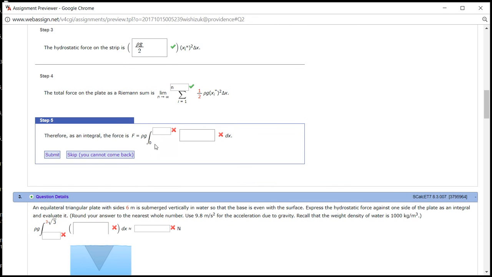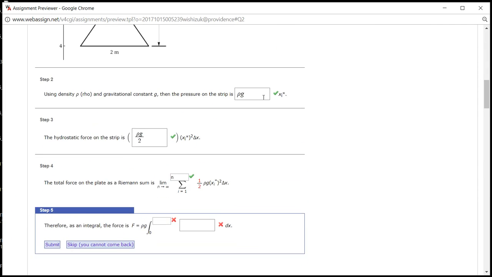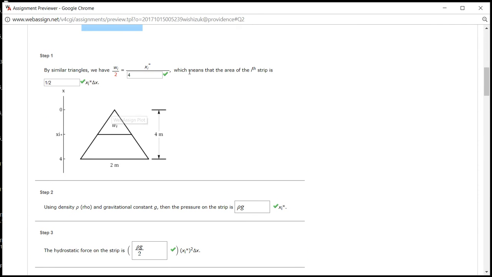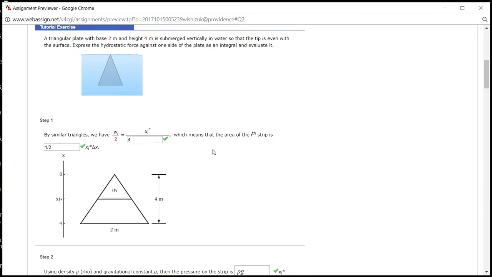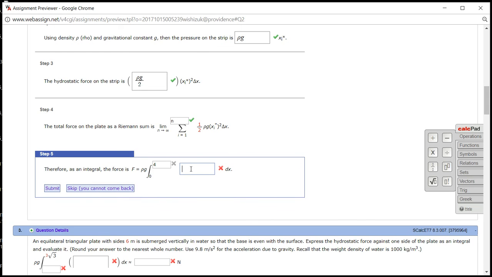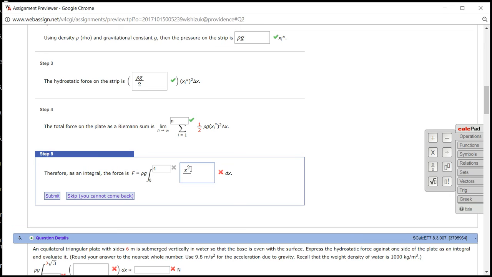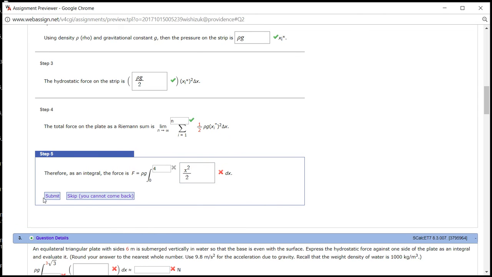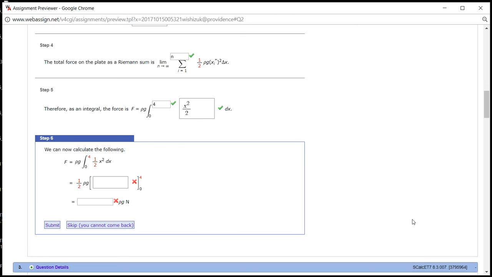All right, then we need to do an integral, and remember I have to go back. The original triangle has a height of 4 meters, so you're going to have to start from 0 to 4. Then rho g is pulled out here, so you would have x squared over 2, and the delta x becomes dx. All right, so let's submit here. It came back and we got step 5 correctly.